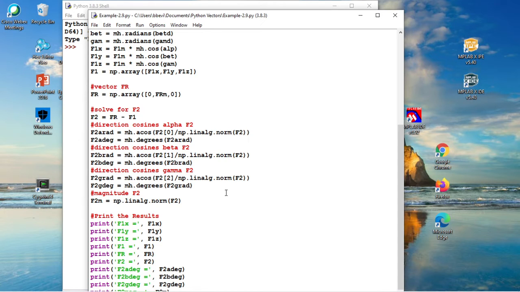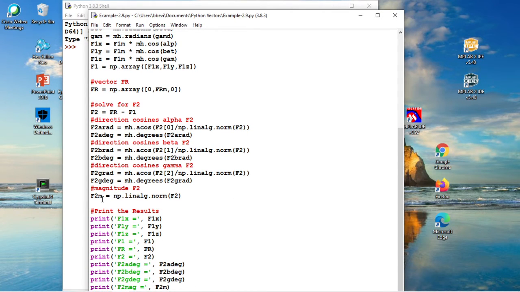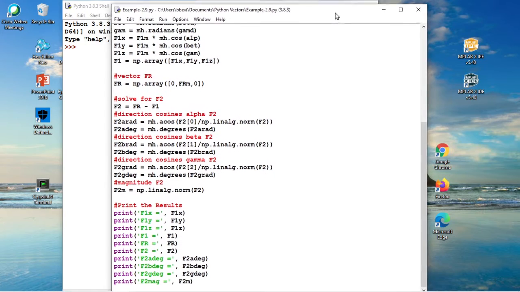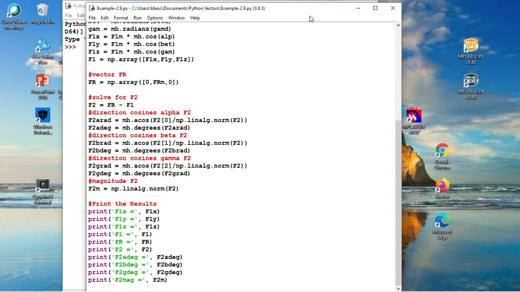So I do that for all three. And to get the length of the vector, or the magnitude of f2, all I do is use this function we've been using all along. And then here all I'm doing is essentially going in and printing the results. Okay, so you can't be any simpler than that.